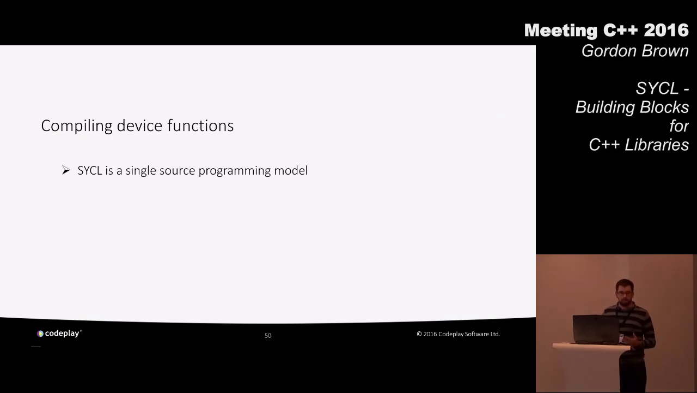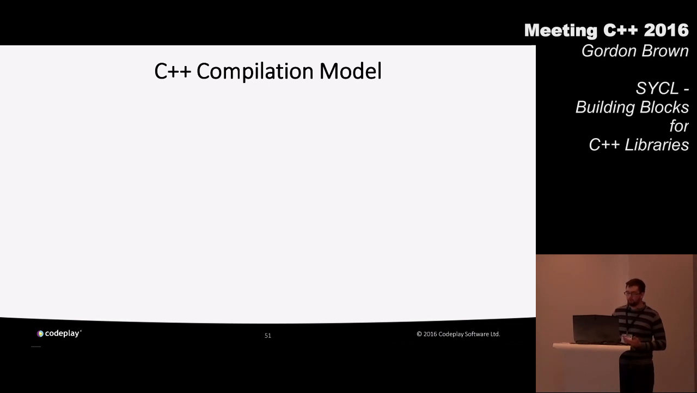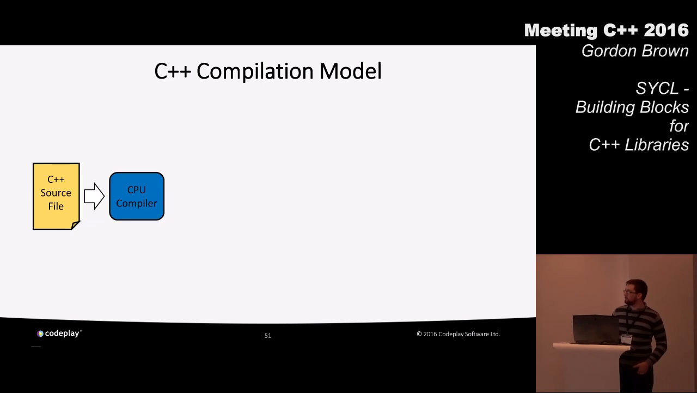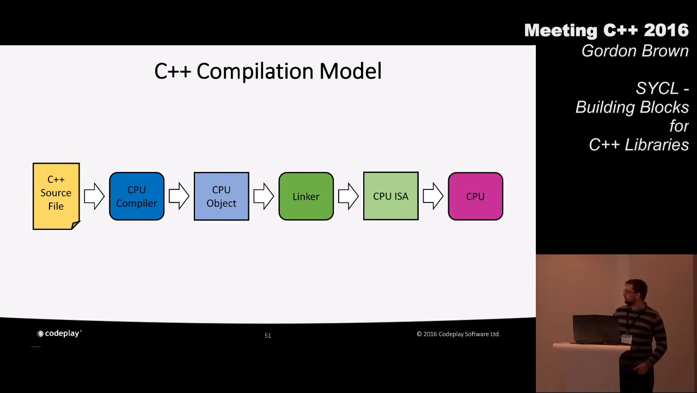So now that we have the device function, the next thing we need to do is compile it. SYCL is a single source programming model. The best way to describe that is to first look at the C++ compilation model. You have your C++ source file, you pass it to a CPU compiler, and you get an object. You link that object, and you get an executable, and that's run on the CPU.